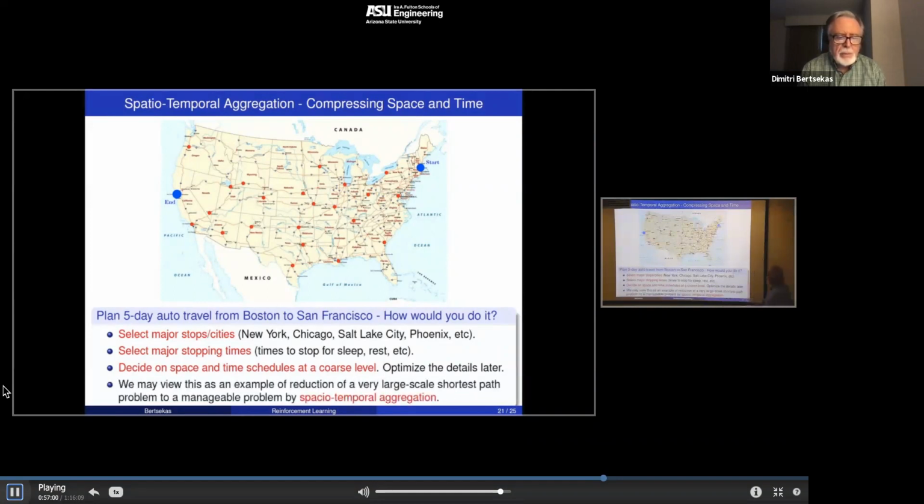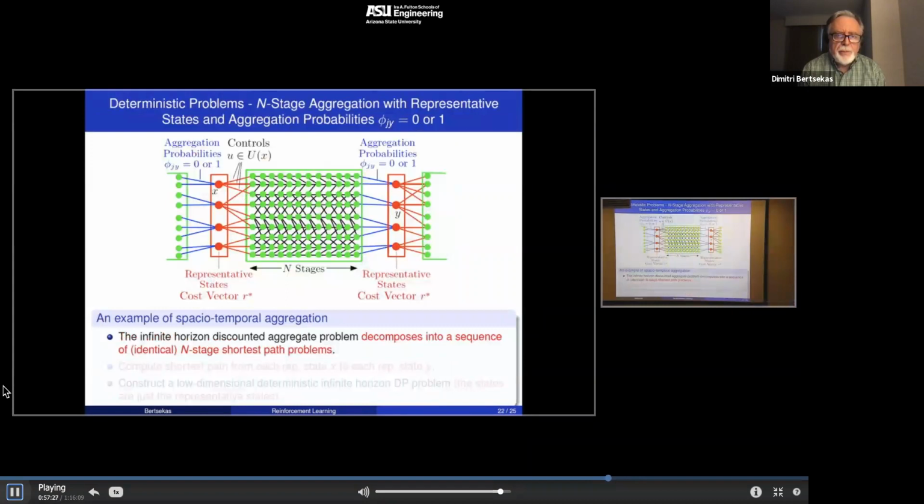And you can view this as an example of reduction of a very large-scale shortest path problem into a manageable problem by spatial temporal aggregation. You compress the space and you compress the time. So that's the idea that I want to get across, and the issue now is how we are going to implement it in mathematics. Okay.